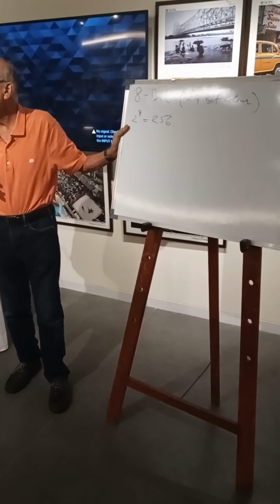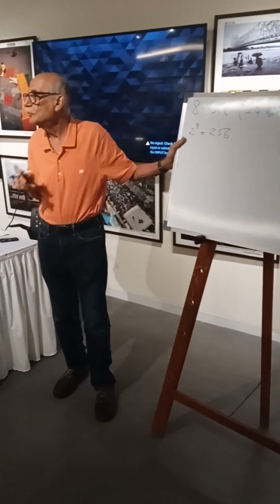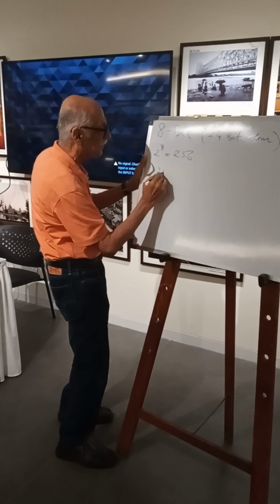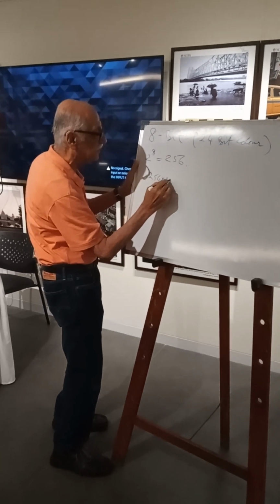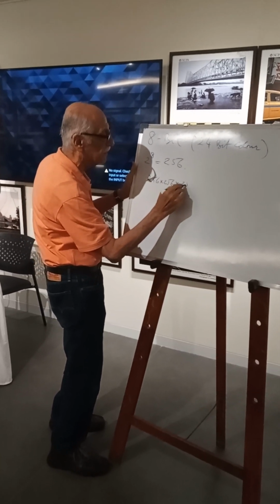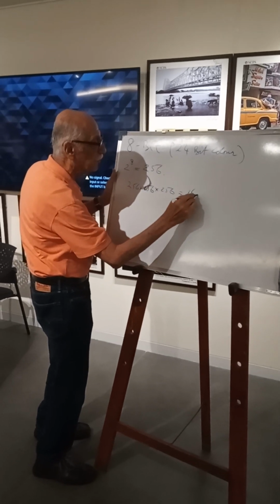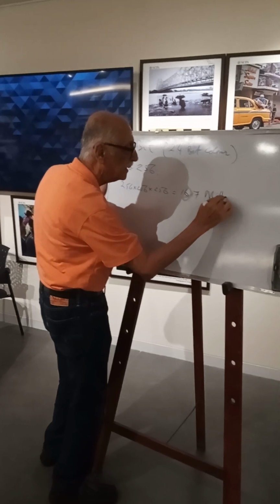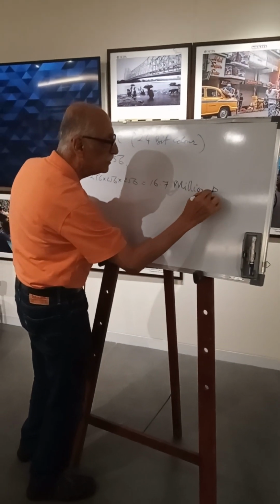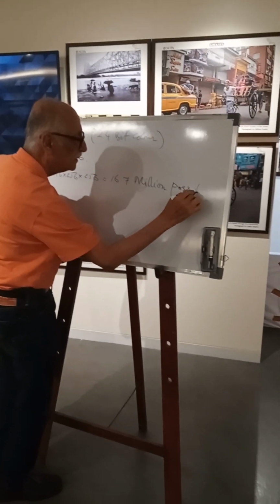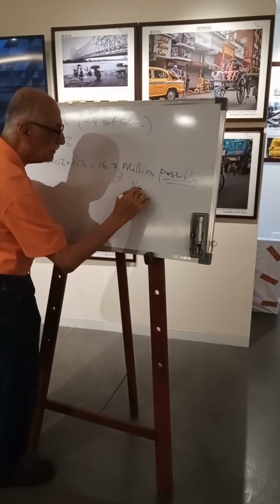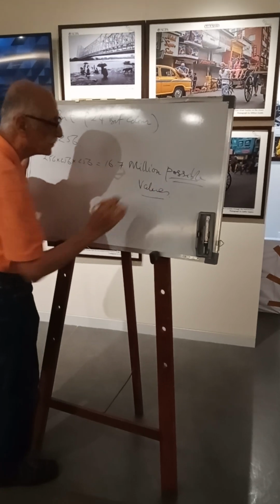Now how do you find out for 3 channels? You don't add them. You multiply them. So 256 into 256 into 256 is equal to 16.7 million possible, this is important, values. I will explain why I am writing this.